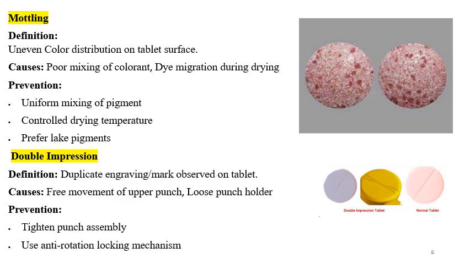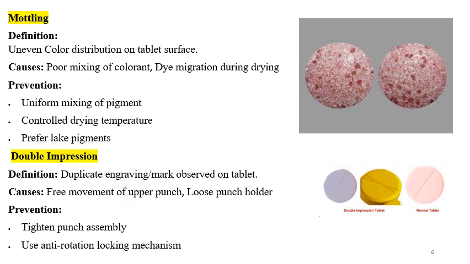Then mottling. So mottling is related to color variation. If there is an uneven color distribution on the tablet surface, it is mottling. Mottling is because of the poor mixing of colorant and dye migration during the drying. So if you are using some dyes, those dyes can migrate to the surface during the drying process and then you can get the mottling. Prevention is by uniform mixing of the pigments, controlling the drying temperature, and preferring the lake pigments.